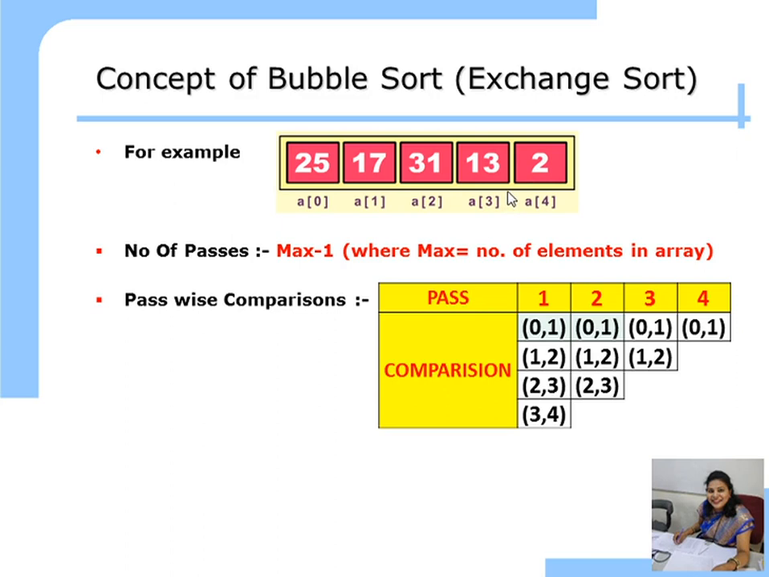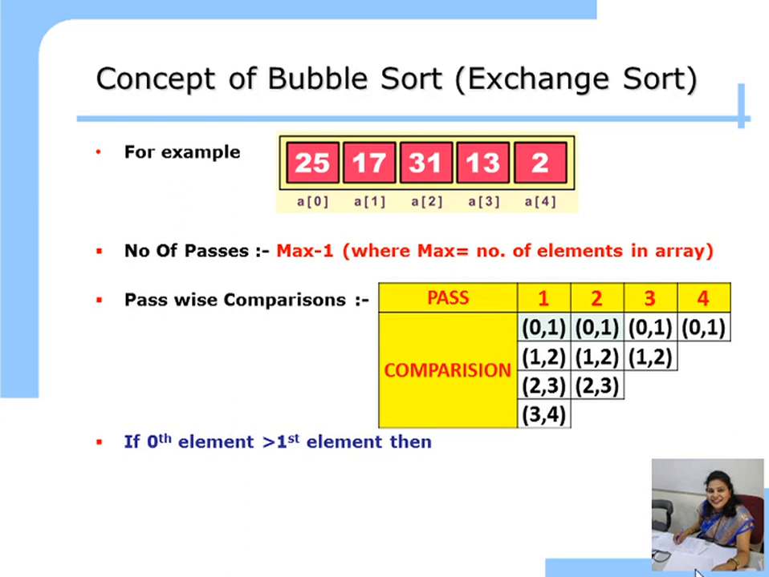That's why in the second pass we do 3 comparisons: 0 with 1, 1 with 2 and 2 with 3. We ignore the fourth position because at the end of the first pass the largest number has come at the last position, and the largest number's final position after sorting is the last position only. And so on. In the third pass, we again reduce one comparison, 2 with 3. Again in the fourth pass, we reduce one more comparison. So bubble sort requires these comparisons pass-wise.